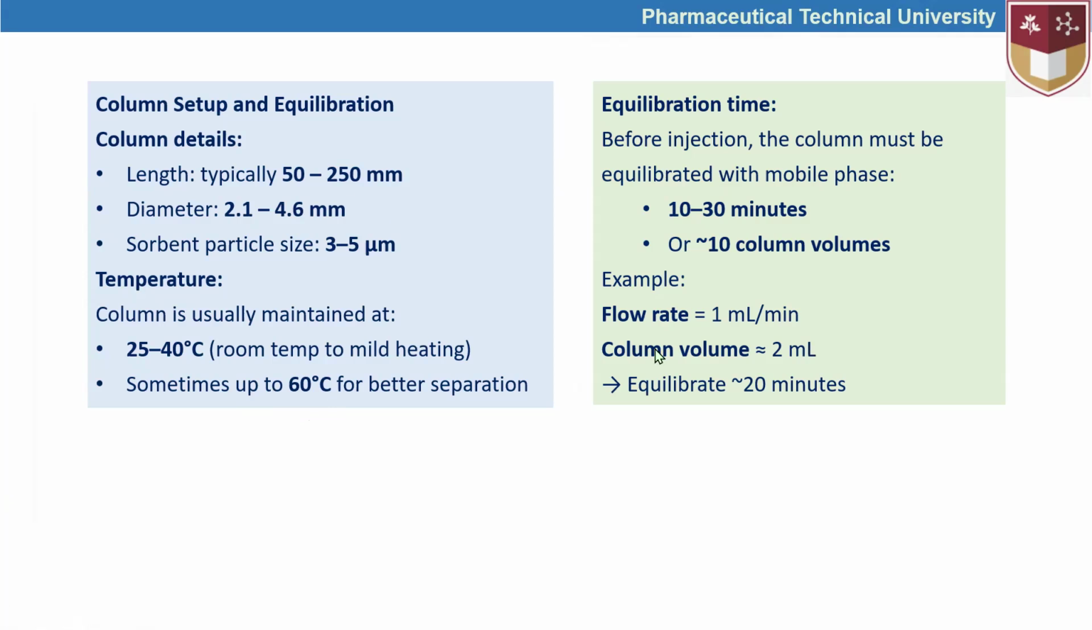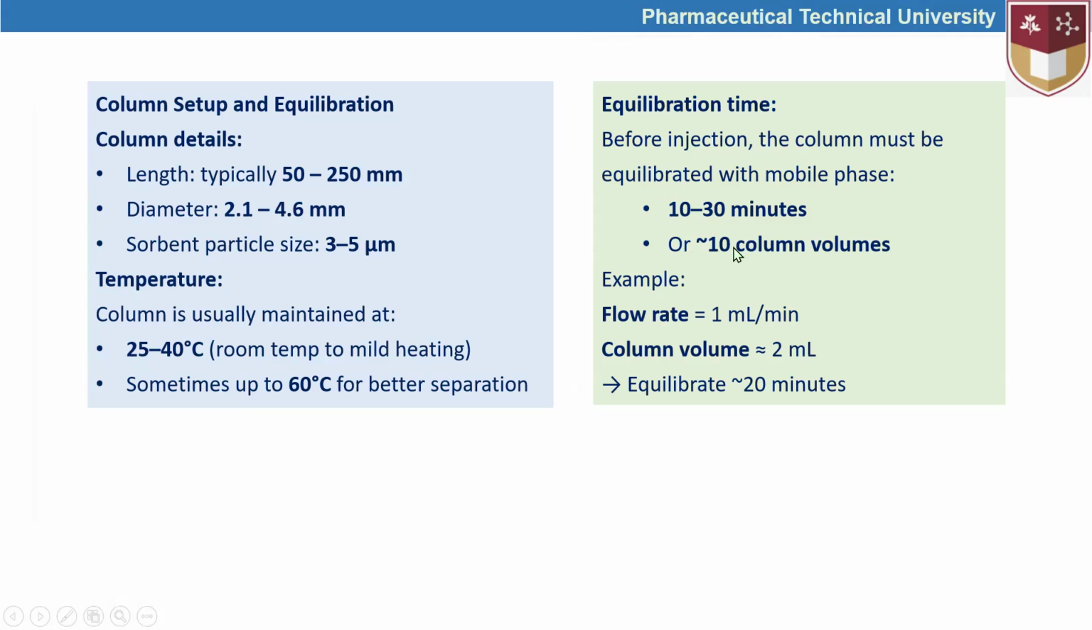And equilibration time. Before injection, the column must be equilibrated with mobile phase. The equilibration time can last from 10 to 30 minutes. The average time can be 15 to 20 minutes. Otherwise, we may not see the expected results.